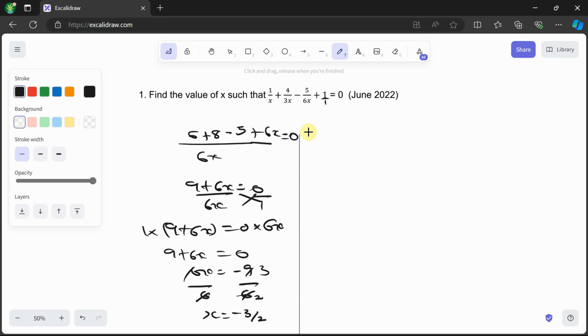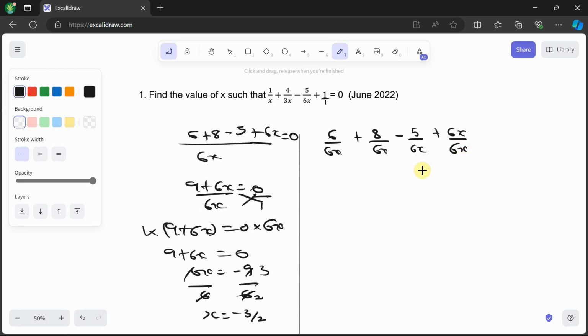Another way you can solve it is that you can make all the denominators to be 6x. If I wanted to make this denominator to be 6x, I'll multiply both the top and the bottom by 6. So that will be 1 times 6 is 6, all over x times 6 will be 6x. Plus, for me to make 3x to be 6x, I have to multiply both the top and bottom by 2. So that will be 4 times 2, which is 8, all over 3x times 2, which is 6x. You agree with me that it's still the same, because if I cancel out, I'll still have this same thing. Minus 5 over 6x. Then plus, so we have plus 1. If I wanted to make the 1 over 1 to be 6x, I could say 6x all over 6x.